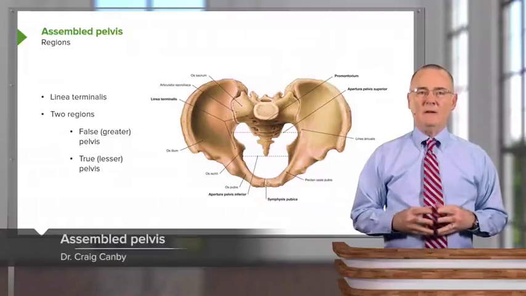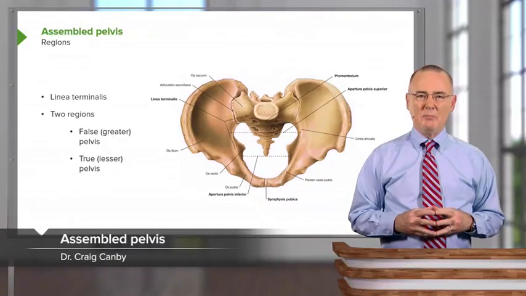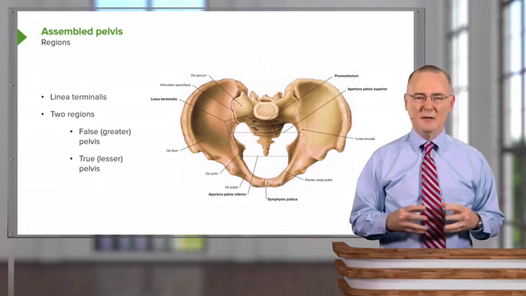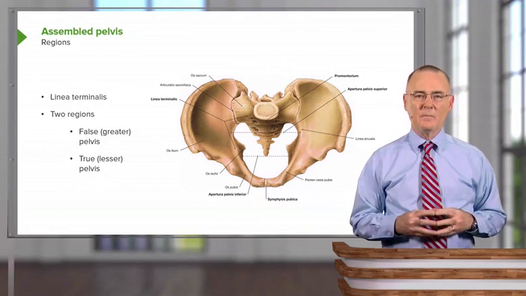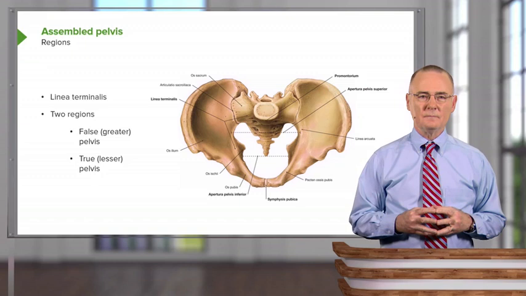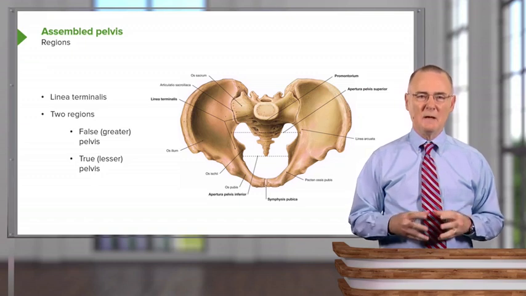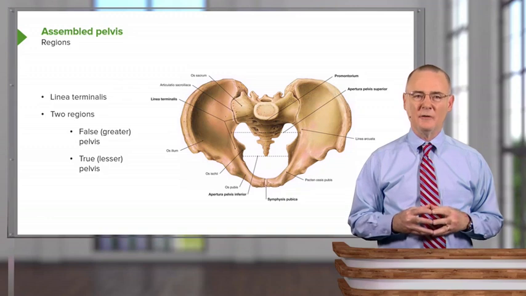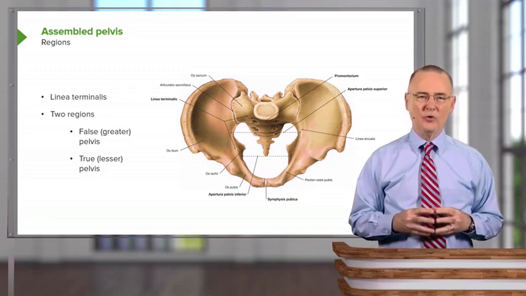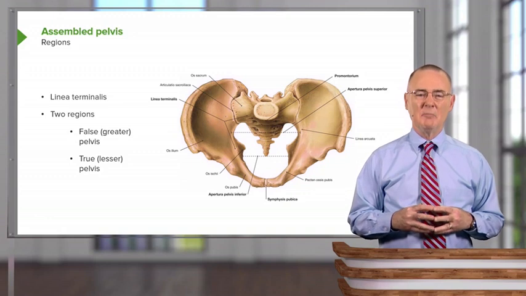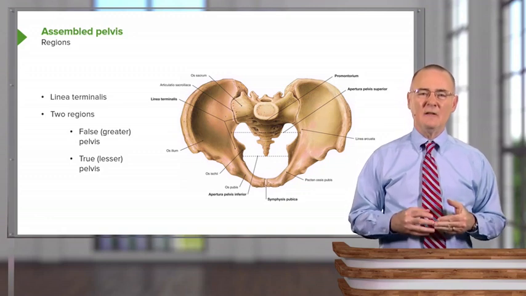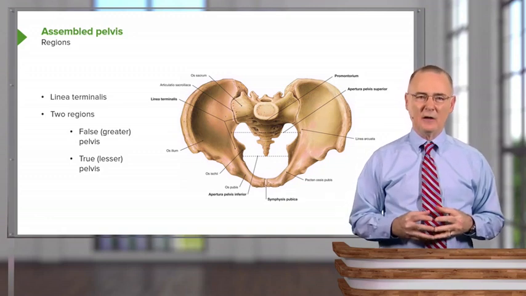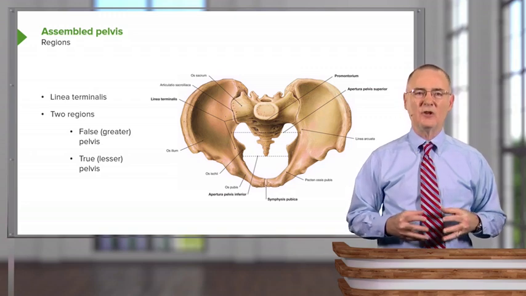Now we're looking at a view of an assembled pelvis where we have the two hip bones, the sacrum, and the coccyx. And our take-home messages from here would be that the pelvis is divided into a false or greater pelvis, as well as a true or lesser pelvis. And there is a dividing line or an anatomic landmark that helps us to make that regional separation.